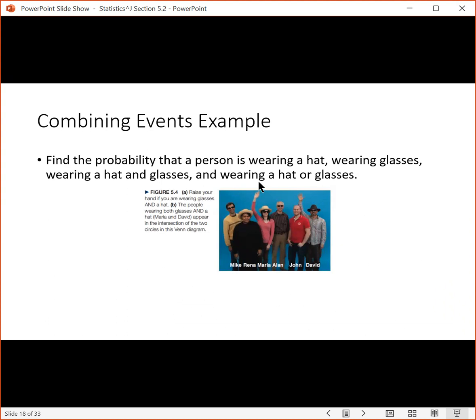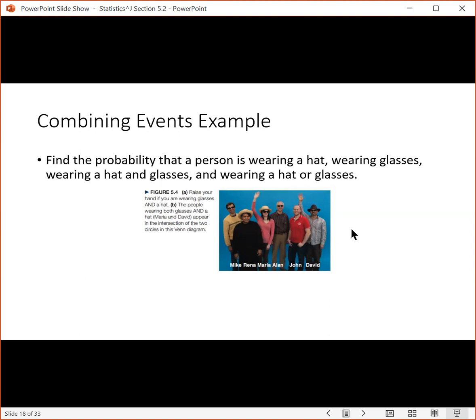And then wearing a hat or glasses. So all you got to do is just be doing one of the 2, and that gets you in the list. All right, so this person has glasses on, so they count. This person has a hat on, so they count. Hat and glasses, that's okay. Both still counts. Glasses, that one counts. And we definitely have a hat there, and so that counts.